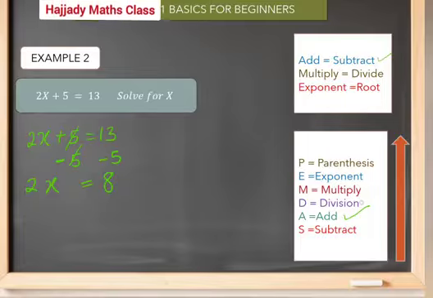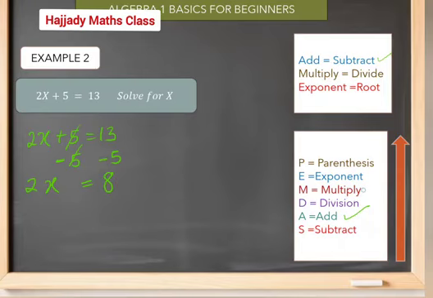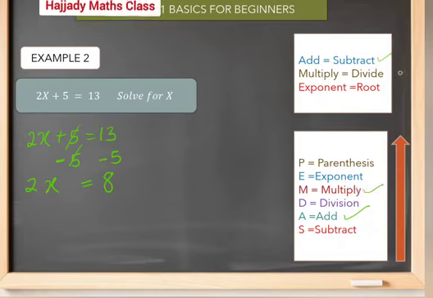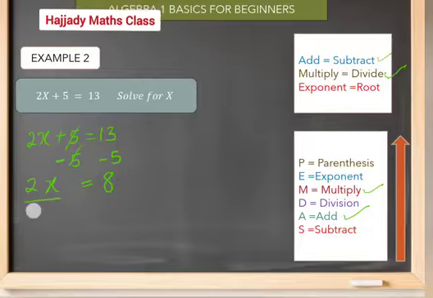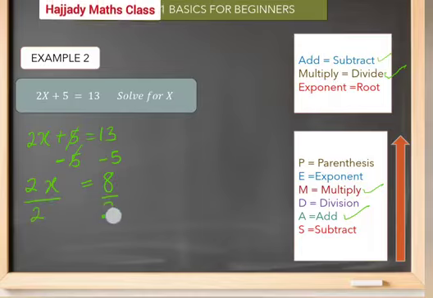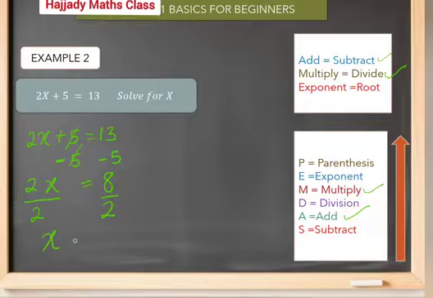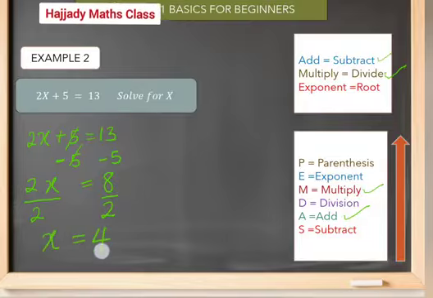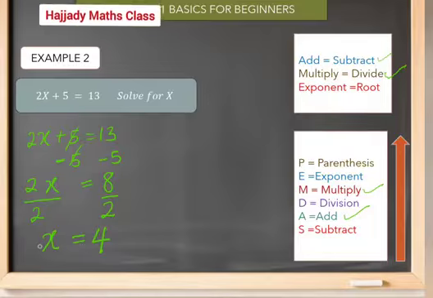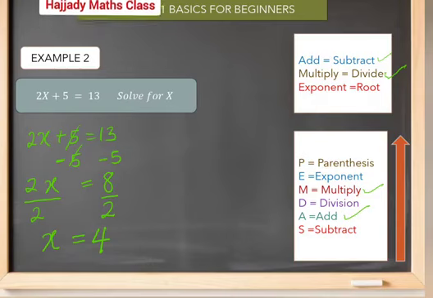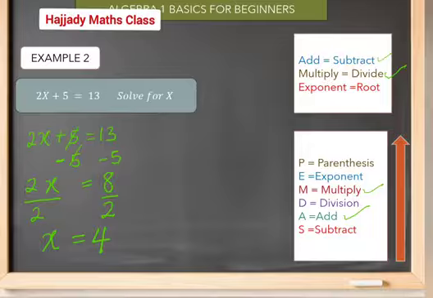The second one is, do we have division? No. Do we have multiplication? Yes, because here we have 2 multiplied by x. And if you have multiplication, what do you introduce? You introduce division. So that is, you divide both sides by the coefficient of x, which is 2. And here we have x equals 4. Our objective is that we want the variable to stand alone. So now we introduce the first operator, which is the negative 5, and the second one, dividing by 2.